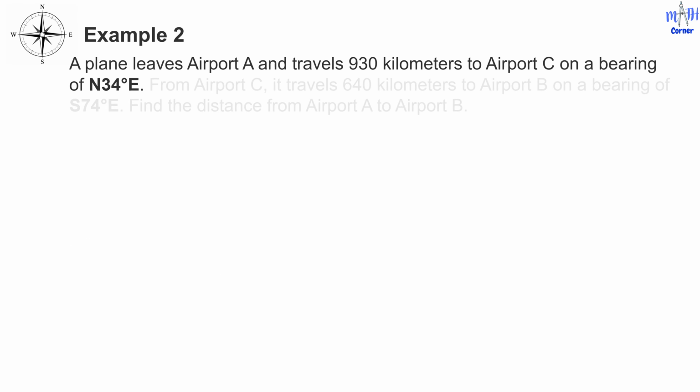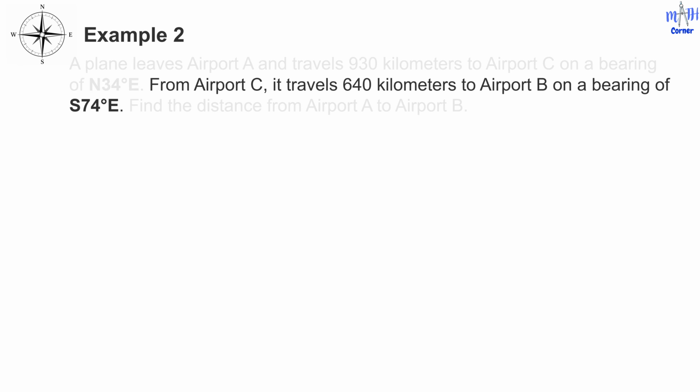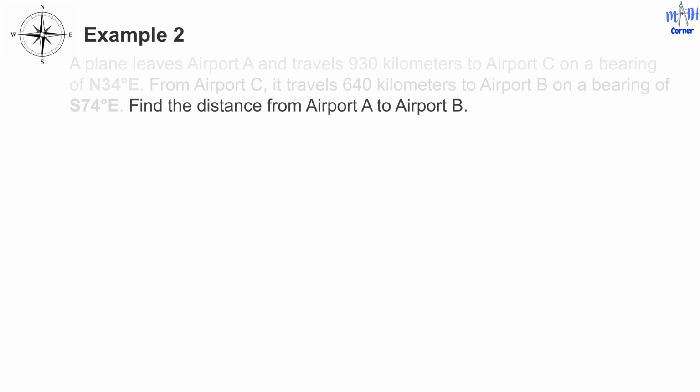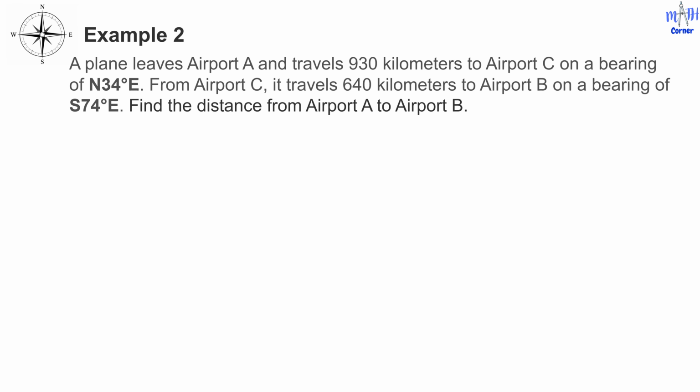Problem number 2. A plane leaves airport A and travels 930 kilometers to airport C on a bearing of north 34 degrees east. From airport C, it travels 640 kilometers to airport B on a bearing of south 74 degrees east. Find the distance from airport A to airport B. Let's solve.